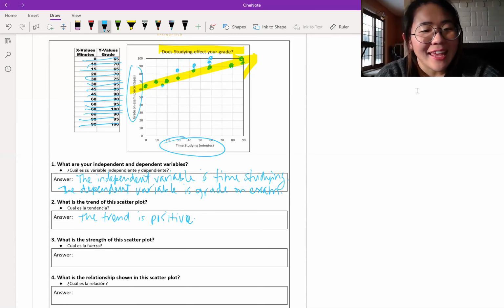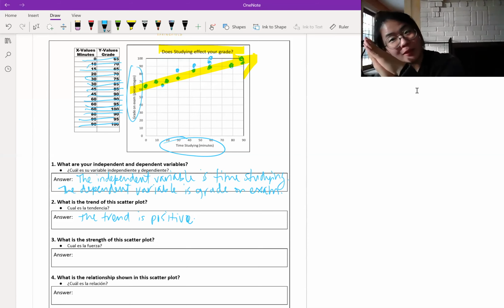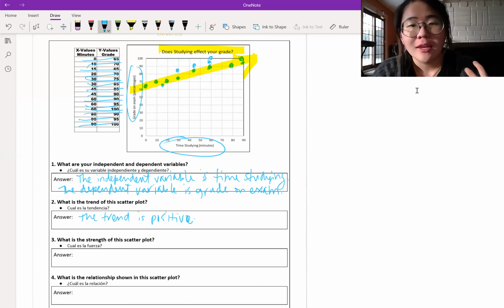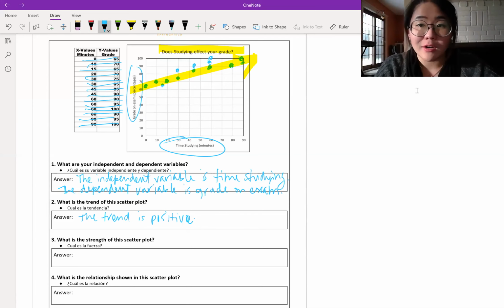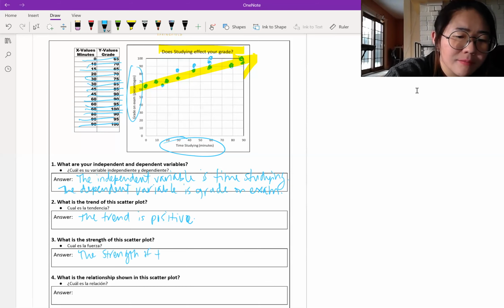or positivo. And oh, I actually wrote positive here. That's an E. And what's the strength? Now, the points, is it relatively close to making a line is what you want to ask yourself. In this case, I'm going to say actually our data points are pretty strong. You can argue that it's moderate, but the way to prove that is if you got more data and it was more spread out, then it'd be more moderate. But for what we have, I would say the strength of the scatter plot is strong.